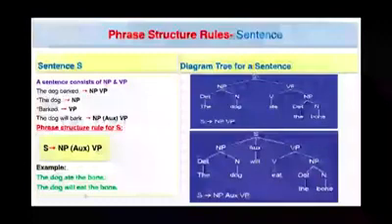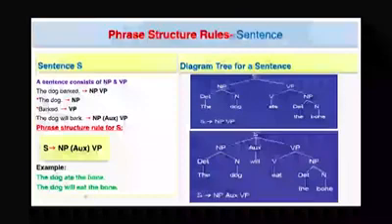Now, what is a sentence? What kind of rule can we have for the largest constituent, which is the sentence? A sentence consists of an NP and a VP. So usually a sentence breaks into NP and VP. For example, we have the dog barked. The dog is the subject and the predicate is barked, the verb, the action which takes place. So barked is the VP. The dog is the NP.